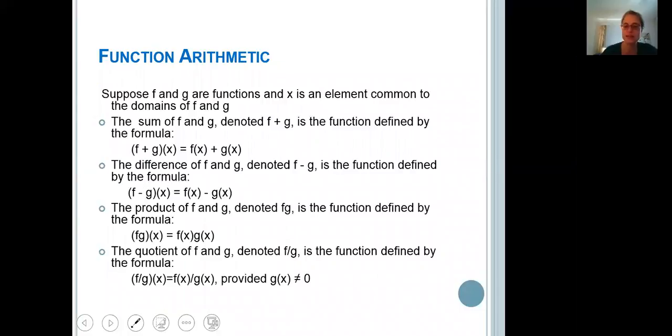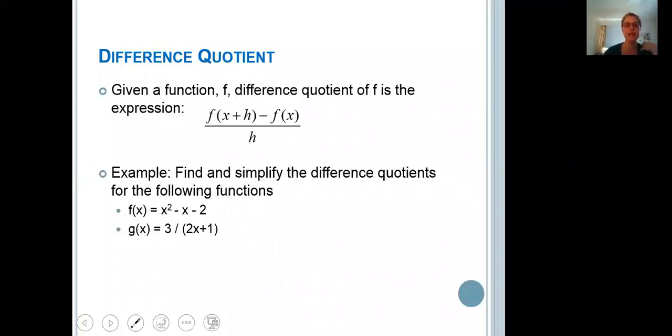So that's the basic algebra or arithmetic of functions. We'll talk about another thing we do with functions in another presentation. But right now, I need to talk to you about something called the difference quotient. And the difference quotient is something we determine for a given function.